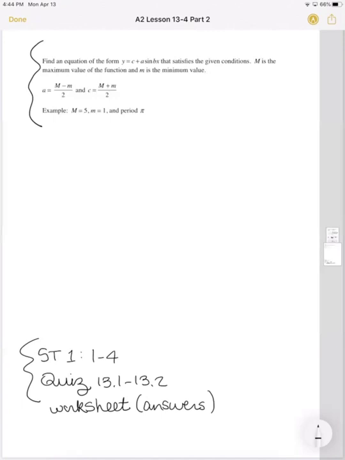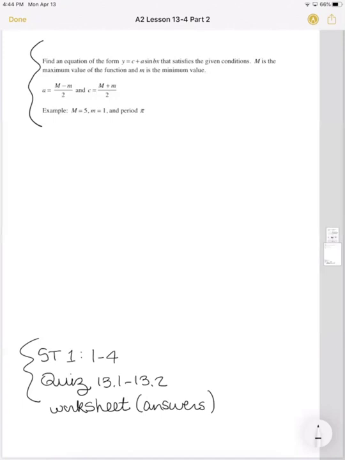Now, we just talked about that in the previous slide, that the amplitude or the A value can be found by the difference between the max and the min and divide that by 2. And the C or the vertical shift is the sum of the max and the min divided by 2. Now you're also going to have to figure out the B value because they're going to give you the period. So I'm going to do one with you.